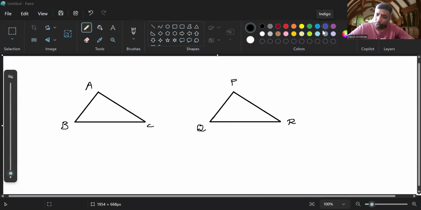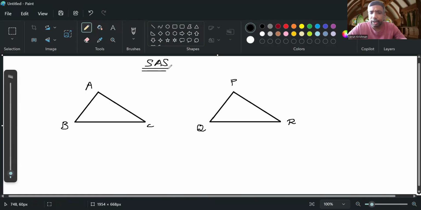Now, there are certain sufficient conditions using which we can prove congruency, and a few of these conditions we have learned in school. One of the first ones that we learn in school, which is a sufficient condition to prove congruency, is SAS congruency. SAS stands for side angle side.